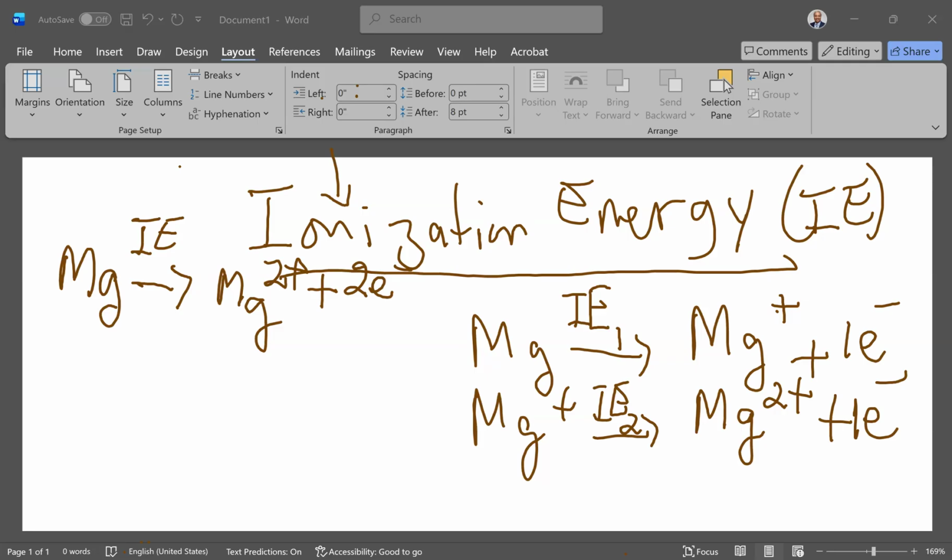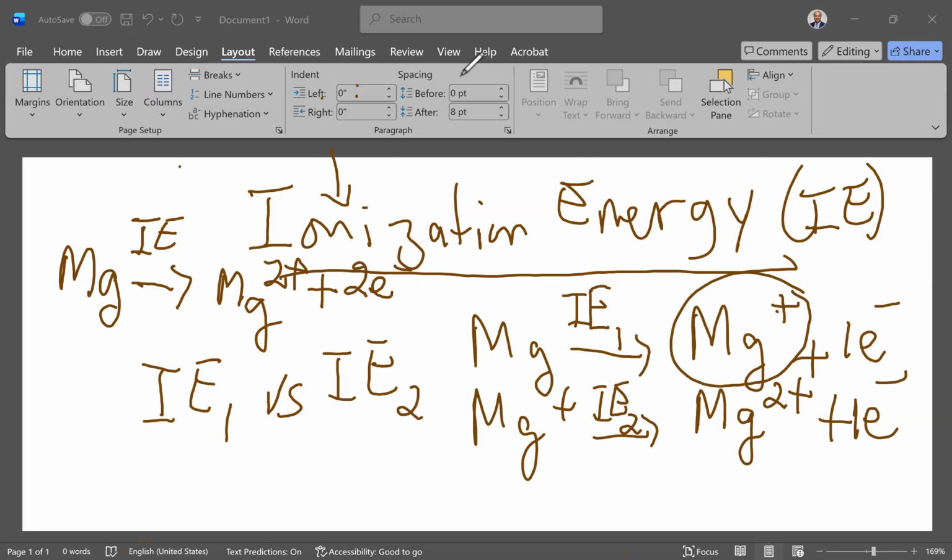Now the question is, when we compare those 2 ionization energies, 1 versus 2, which is larger? Magnesium loses 1 electron. The first electron is still holding to magnesium because it is very close to the nucleus. So you need to put in a lot of energy to get this electron all the way out from the nucleus.